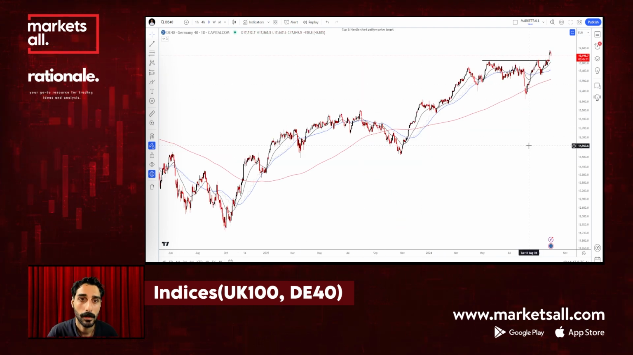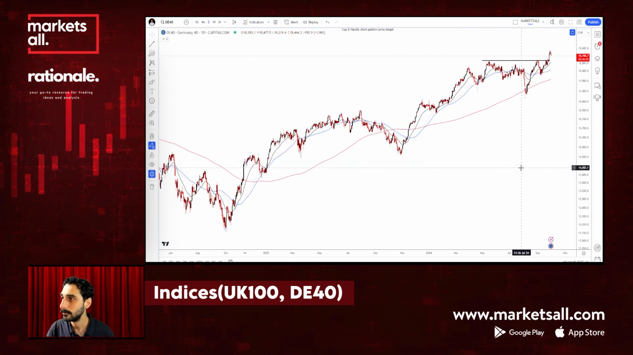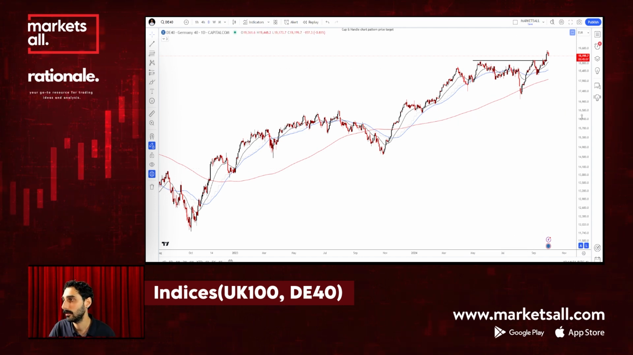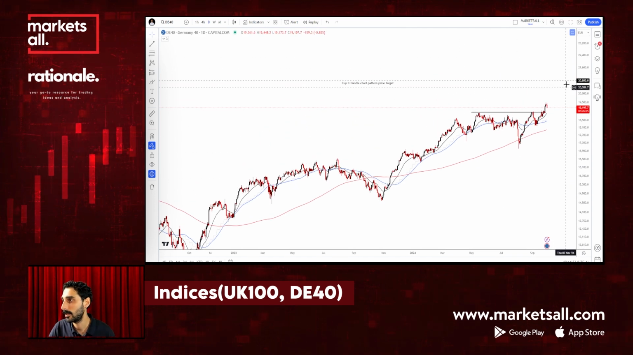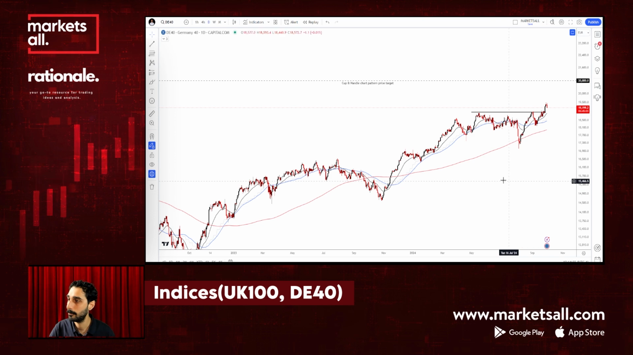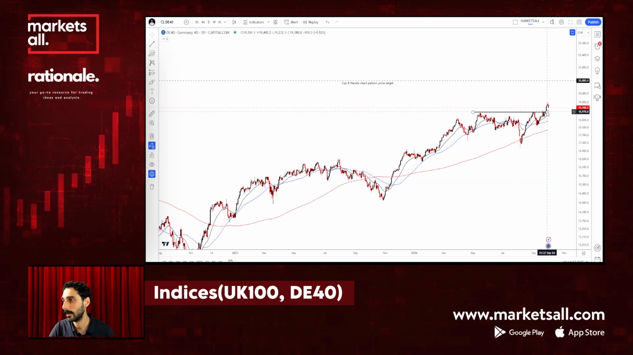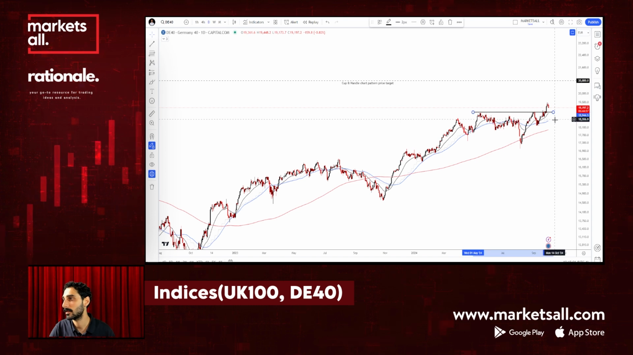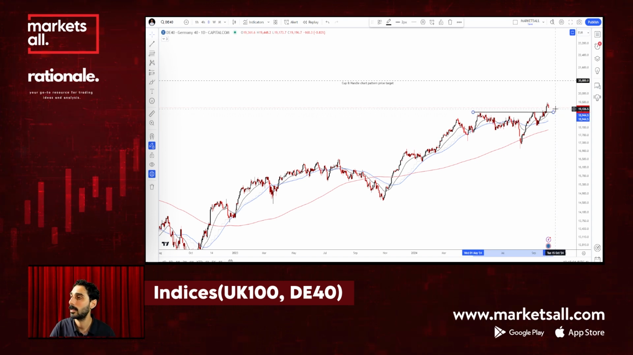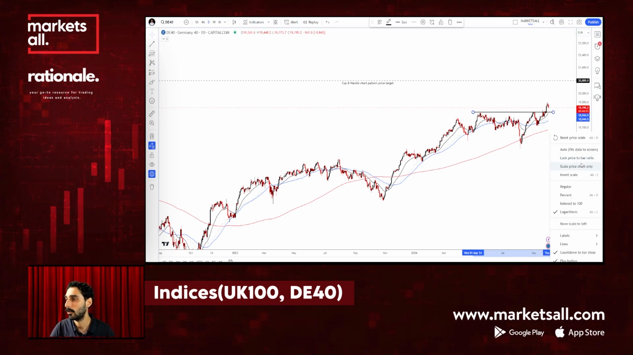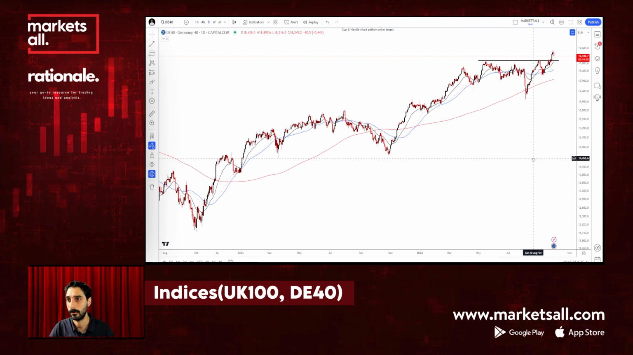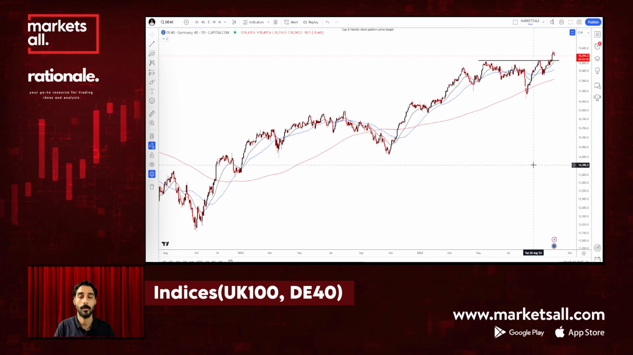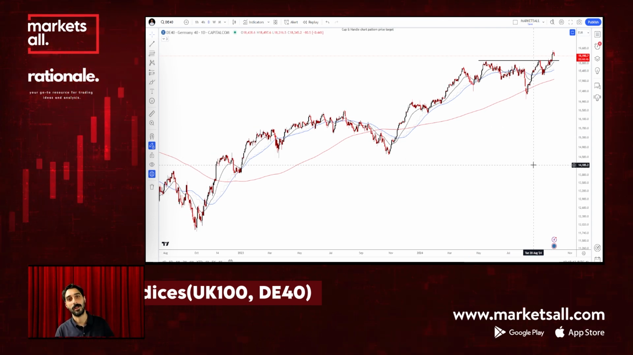And Germany 40, a really nice cup and handle. The price target is around here. That's how I'm following. Any pullback around this old resistance and current support level of 19,000 might offer a long opportunity in a world where general rates are coming down.